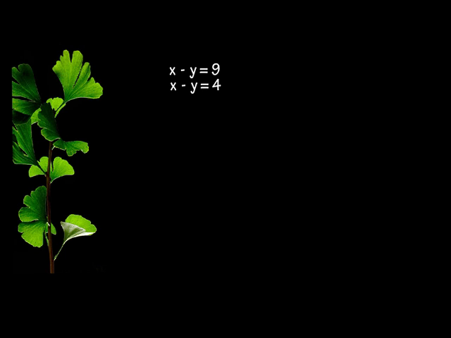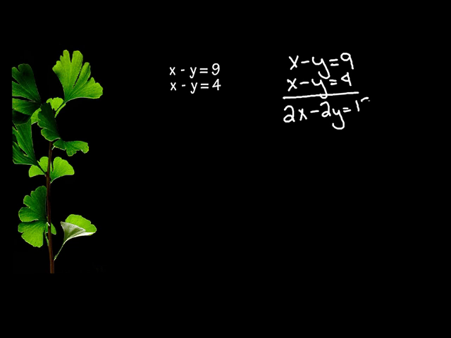Let's use the addition method to solve this system. The addition method means when I add down, I get either a 0x or a 0y. Now let's see if that happens. I'm going to rewrite these equations really fast here. And I'm going to add down. Well, x plus x is 2x. -y plus -y is -2y. And 9 plus 4 is 13.